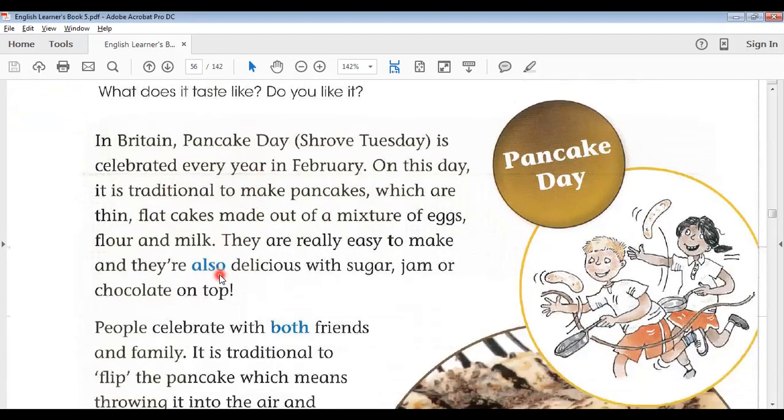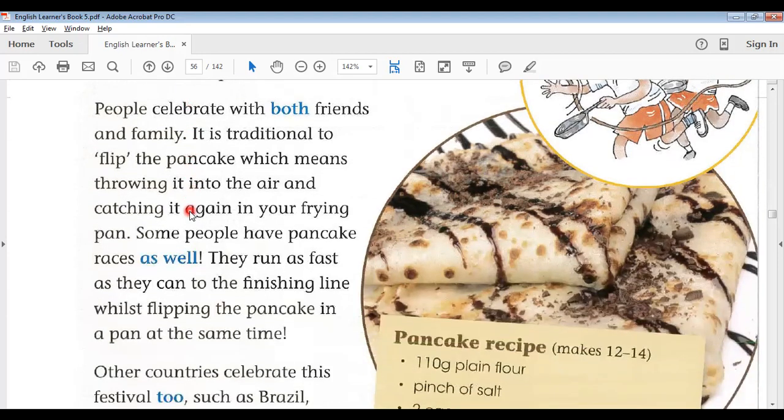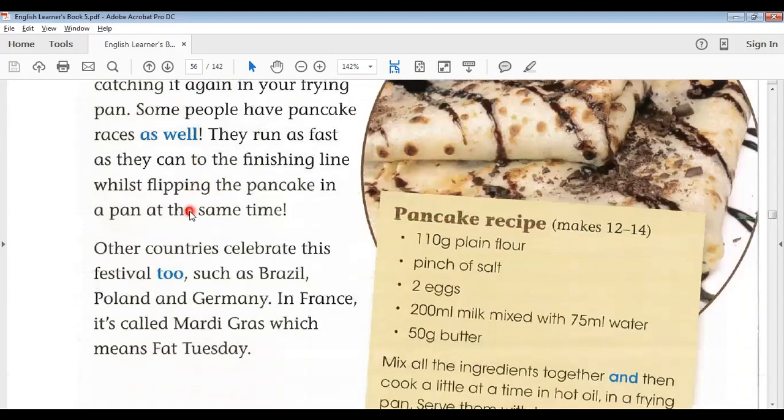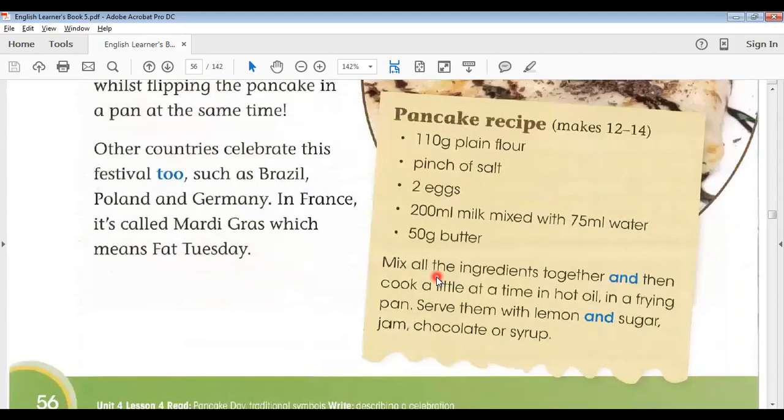Basically this is a special day celebrated in Britain, and it is celebrated every year in February, okay, on Tuesday. So we read about this celebration. Then we also talked about the pancake recipe. Okay, this is the pancake recipe. So students took a keen interest in the pancake recipe as well.